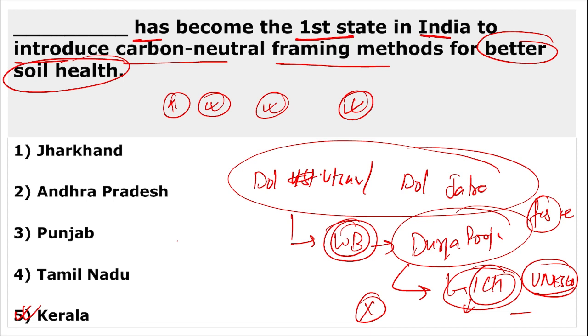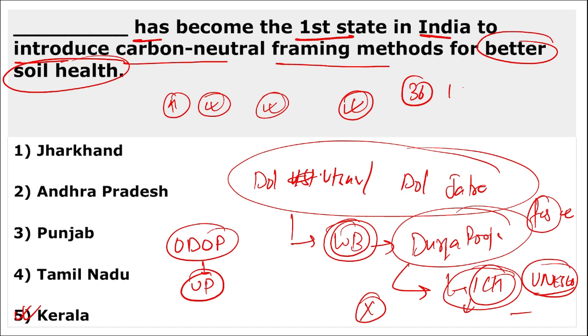Similarly, if I ask you, tell me one district, one product, this was of which state? It was of Uttar Pradesh. Similarly, if I ask you where was the 36th edition of the Surajkund International Craft Mela held? This was held in Haryana.